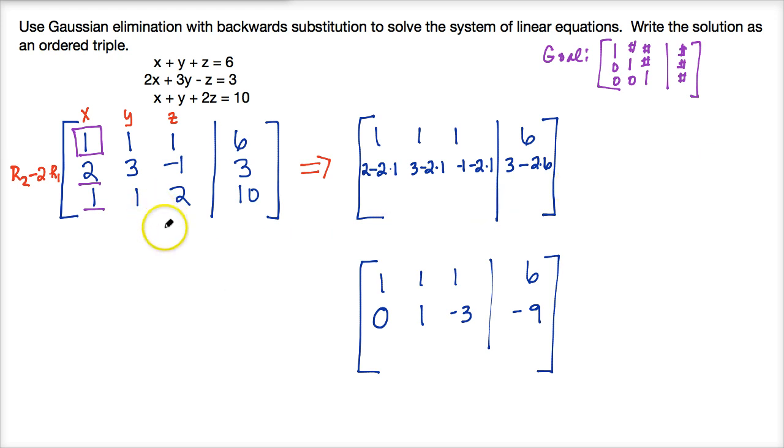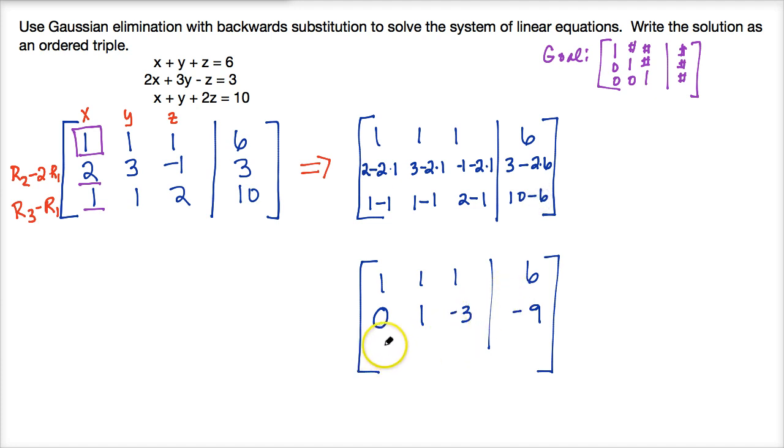Now let's work on row 3. Row 3 has a 1. We want to have a 0. So I'm going to take row 3 and subtract row 1. Let's look at our new entries. Row 3 is a 1 minus row 1 is a 1. Row 3 is a 1 minus row 1 is 1. Row 3 is 2 minus row 1 is 1. Row 3 is 10 minus row 1 is 6.